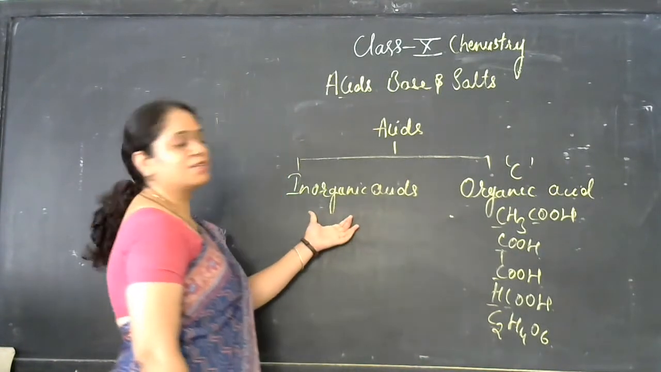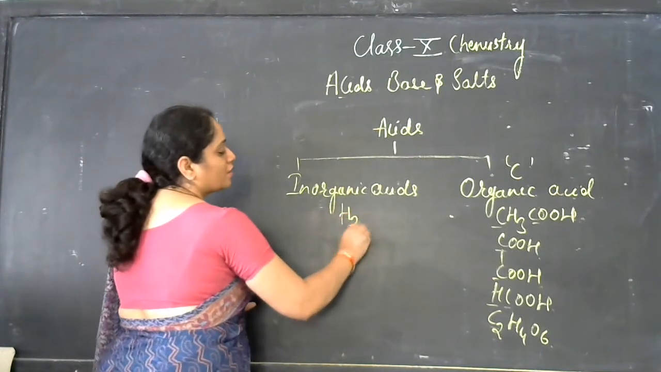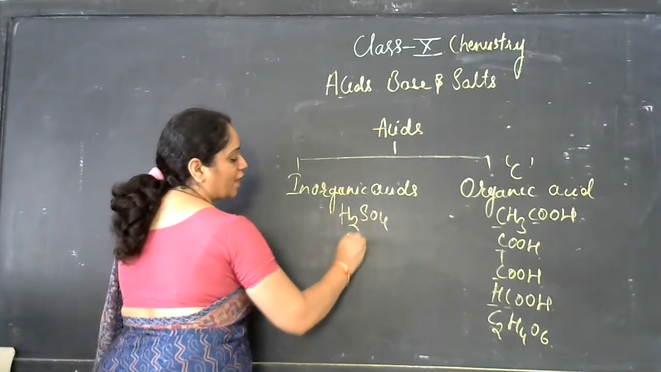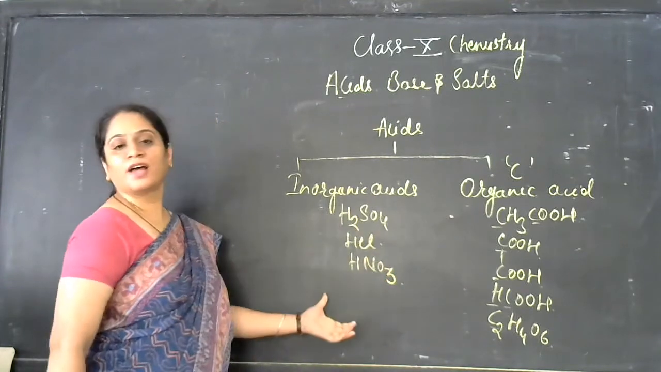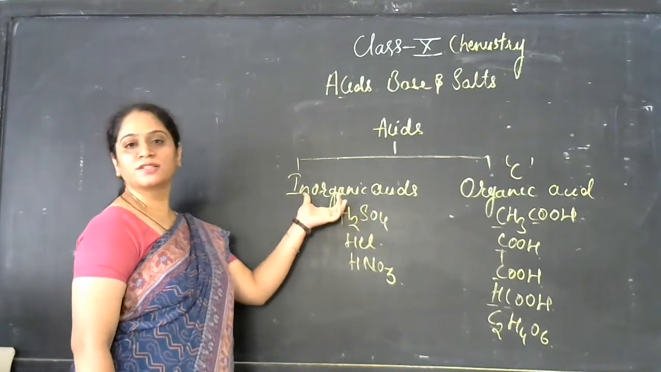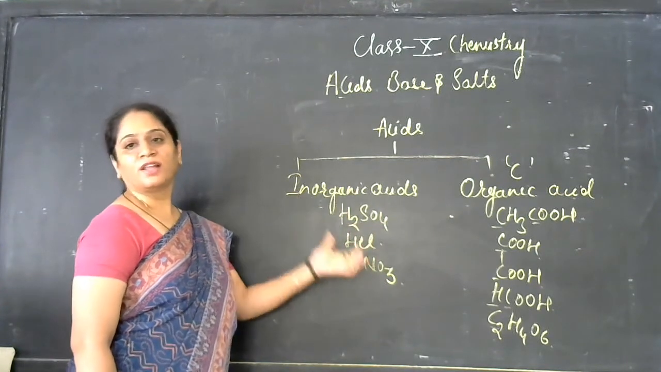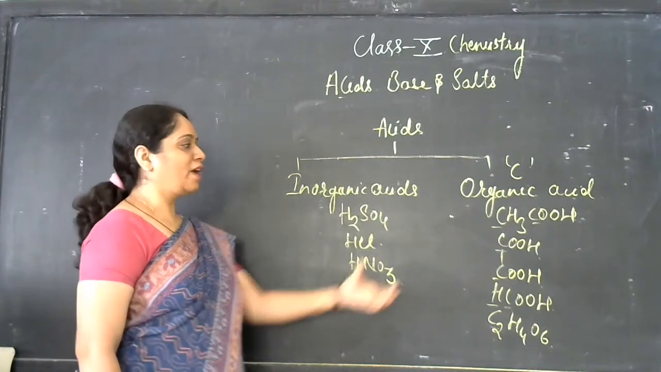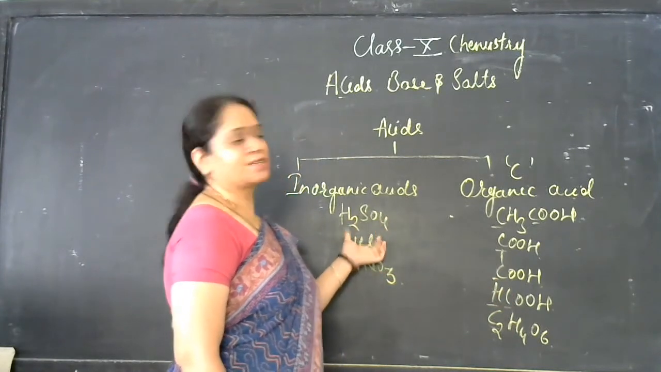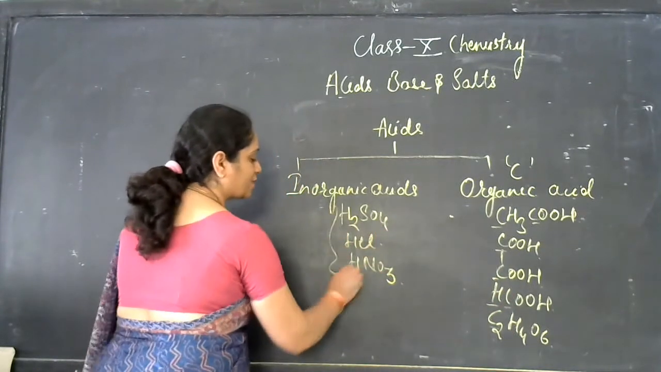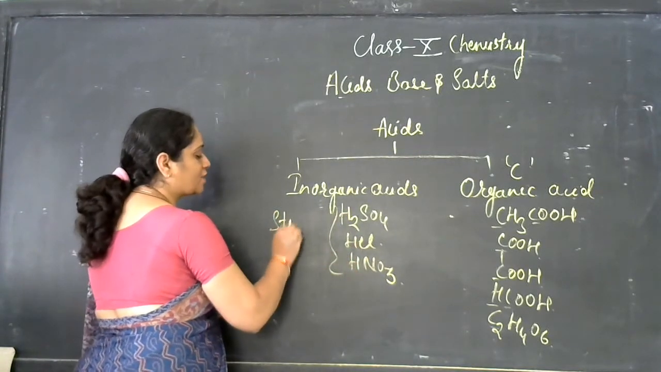And similarly, when I am talking about inorganic acids, they consist of sulfuric acid, hydrochloric acid, and nitric acid. These particular acids are generally called inorganic acids, that is, non-metal hydrides. These are generally strong acids: H2SO4, HCl and nitric acid.